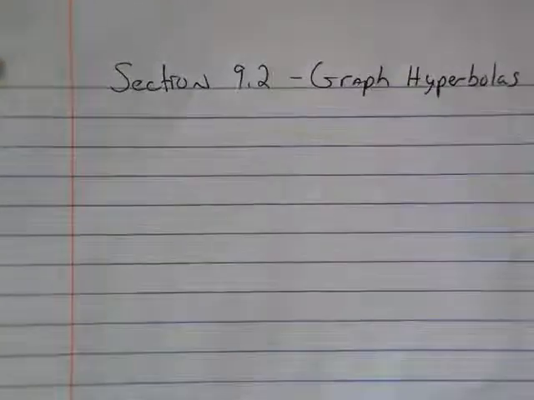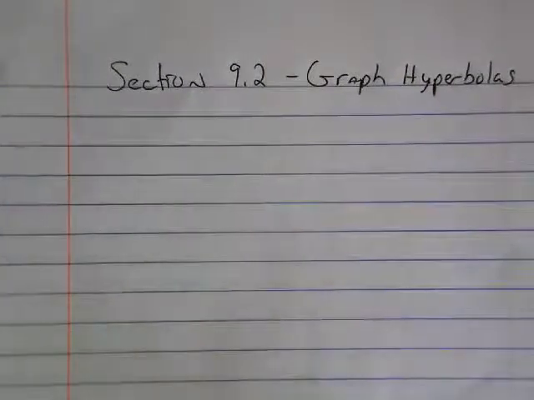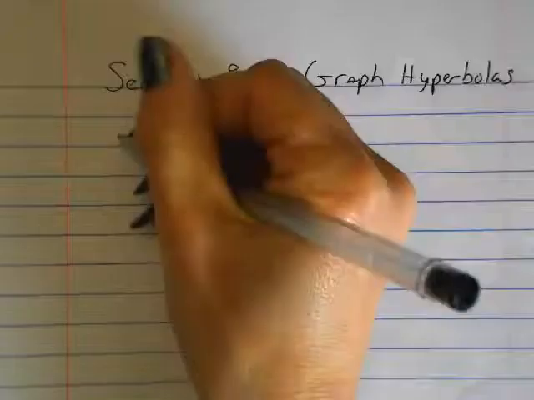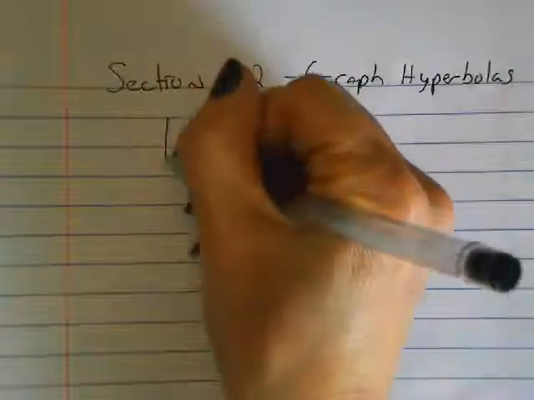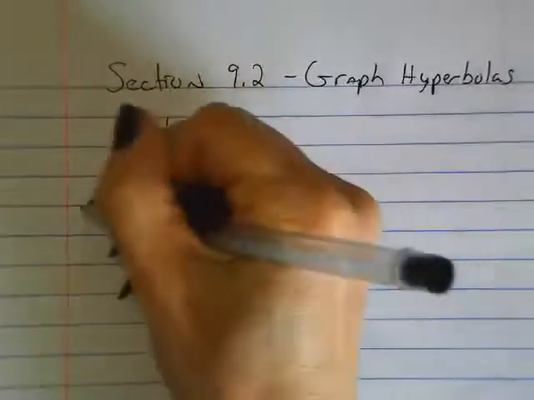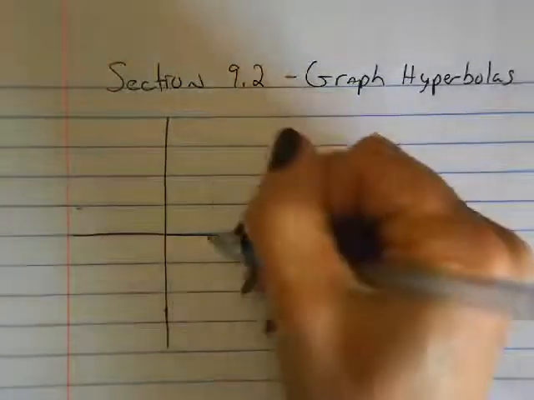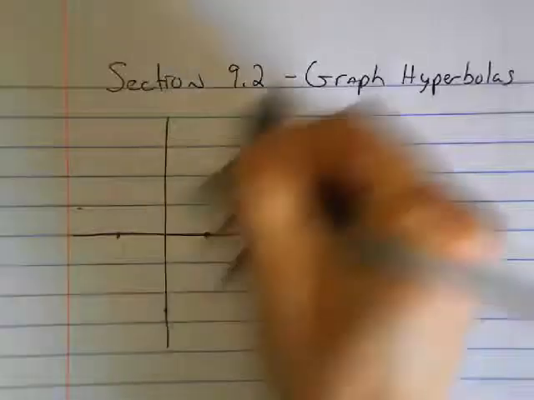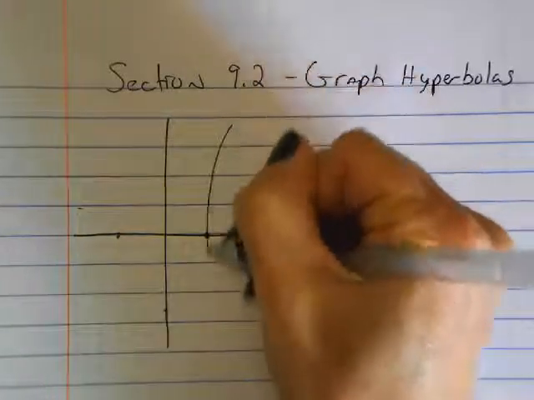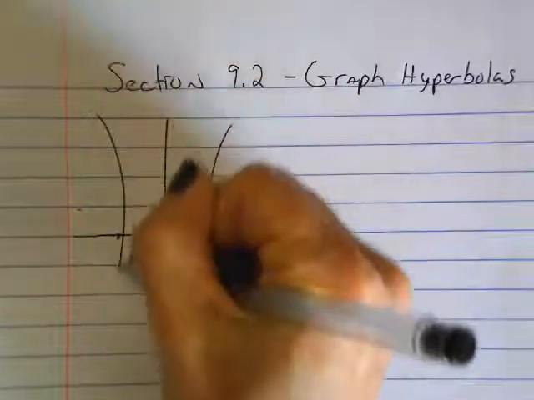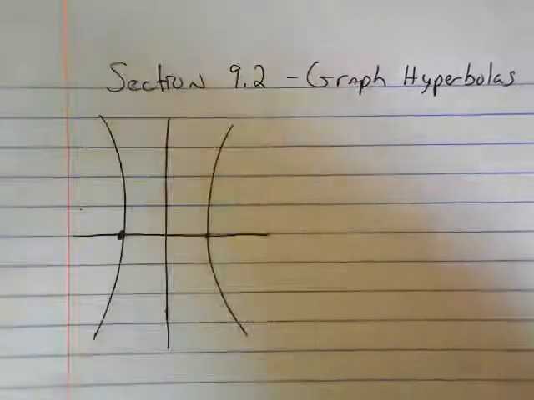Okay, today we're going to go ahead and do section 9.2, graphing hyperbolas is what they're called. So first let's talk about what a hyperbola looks like. Again, you're going to have two different types of hyperbolas. The first one is going to look like this.